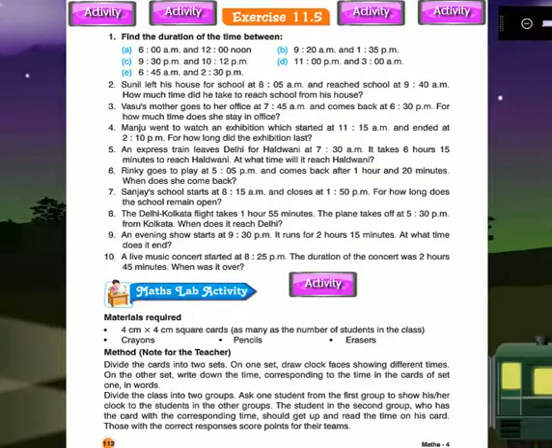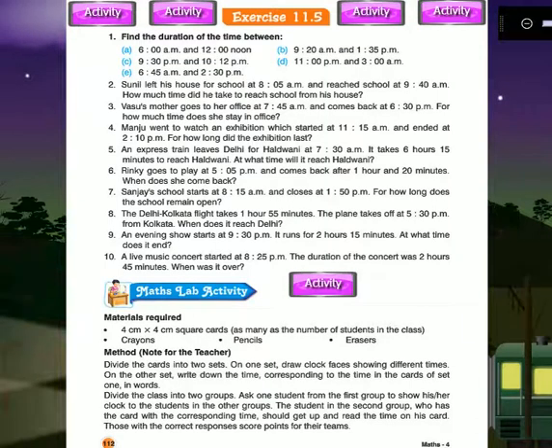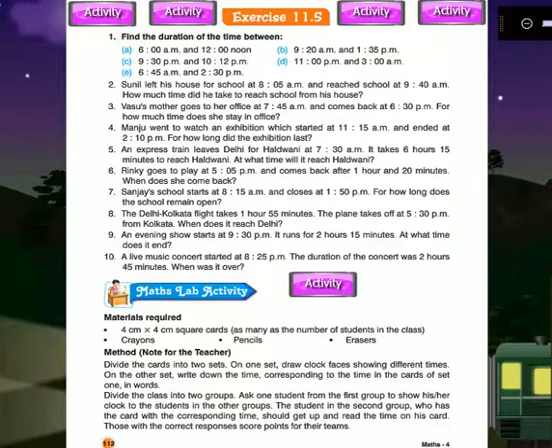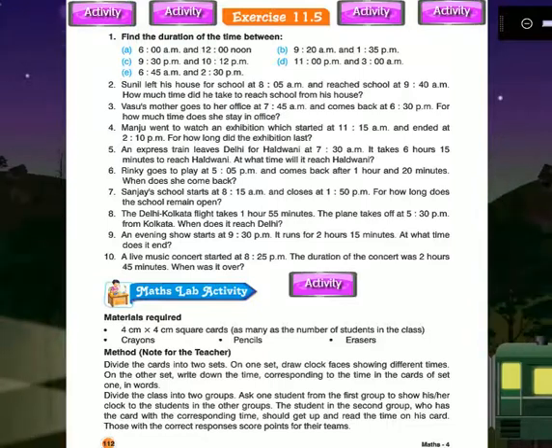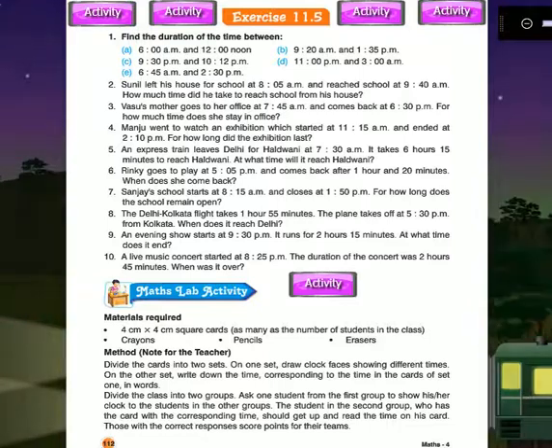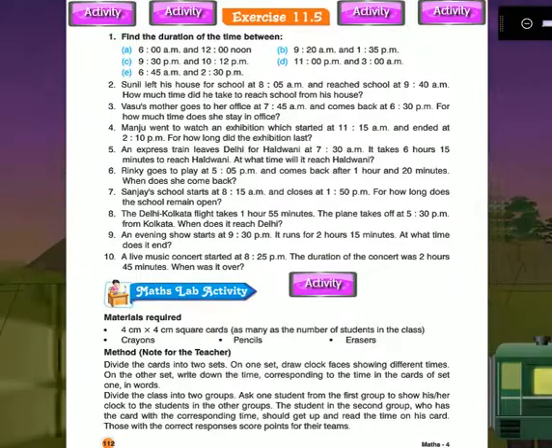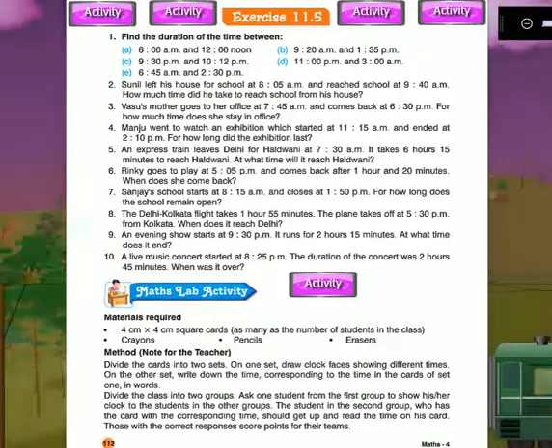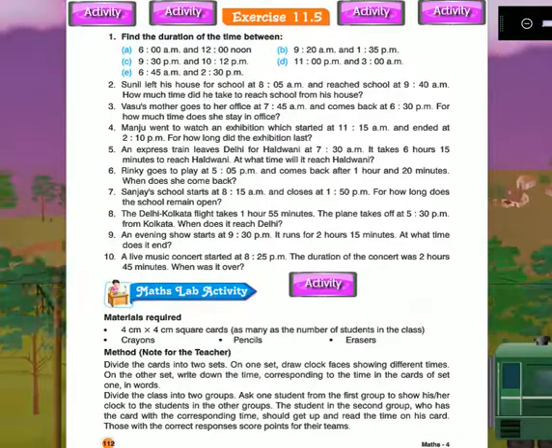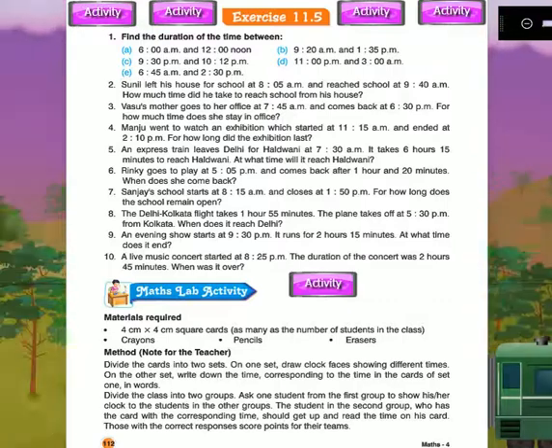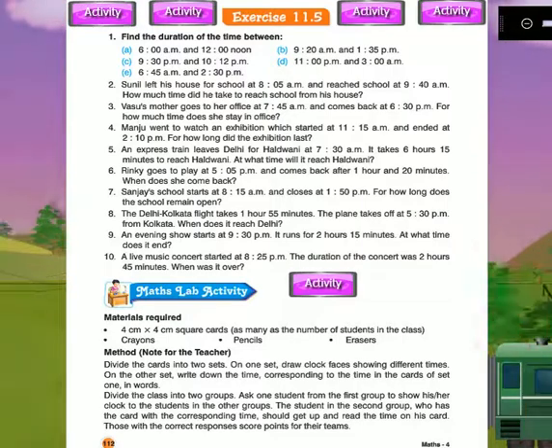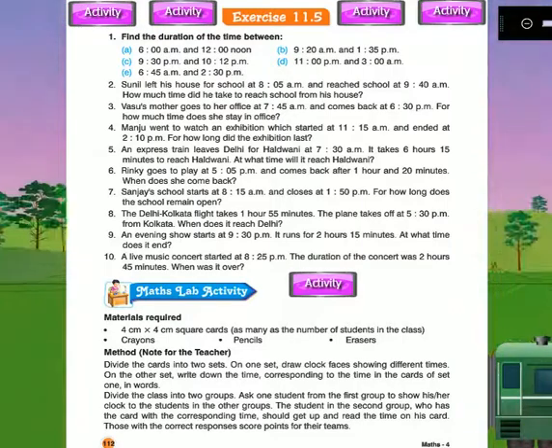Divide the class into 2 groups. Ask one student from the first group to show his or her clock to the students in the other group. The student in the second group who has the card with the corresponding time should get up and read the time on his card. Those with the correct responses score points for their teams.